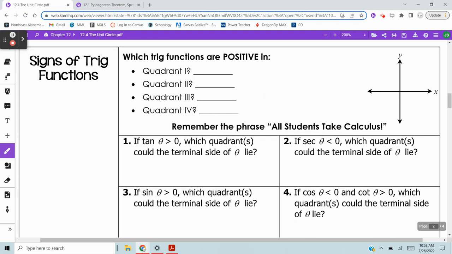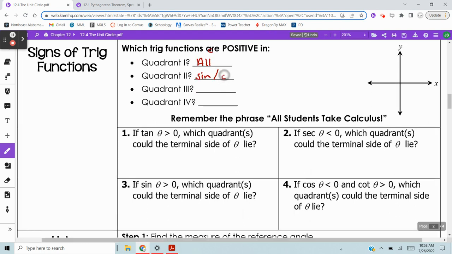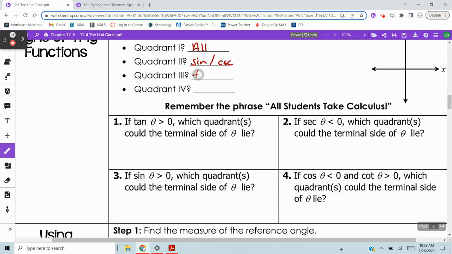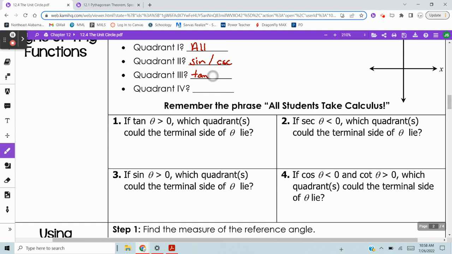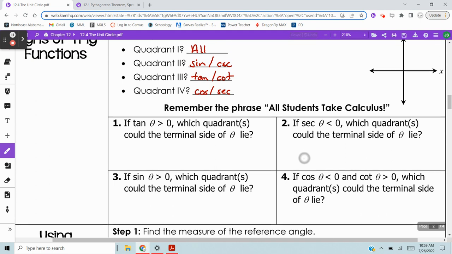And just to better remember that, this is talking about signs of the trig functions, and you can go back and look at your chart if you'd like. In quadrant one, everything was positive. In quadrant two, sine was positive, which I'm going to put on there. Since sine is positive, if you flip sine, you get cosecant, if you remember from previous lessons. So since sine's positive, cosecant would also be positive. In quadrant three, the only thing that was positive was tangent, so its flip, cotangent, would also be positive. And in quadrant four, cosine was positive, so its reciprocal, secant, would be positive.